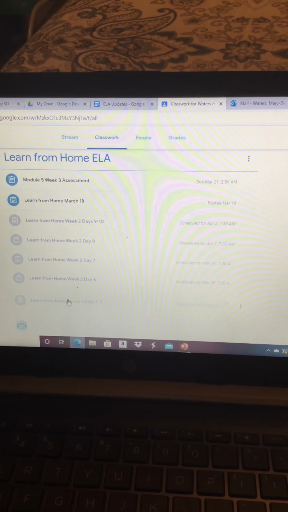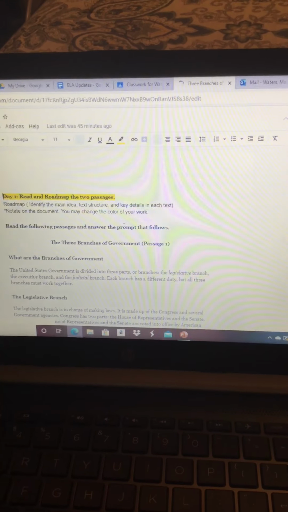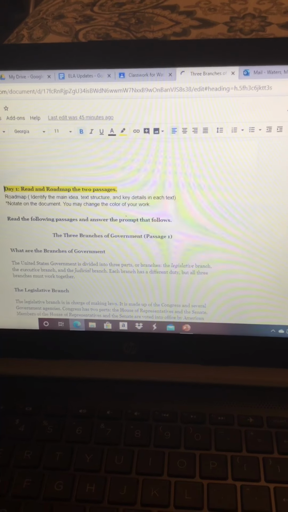All right, so day 2's assignment is on the same document. Learn from home, week 1, days 1 through 5. So you're going to click and open the document again, 3 branches of government. For day 1, your child should have read and road mapped the 2 passages above, found the main idea, key details, and text structure of each.